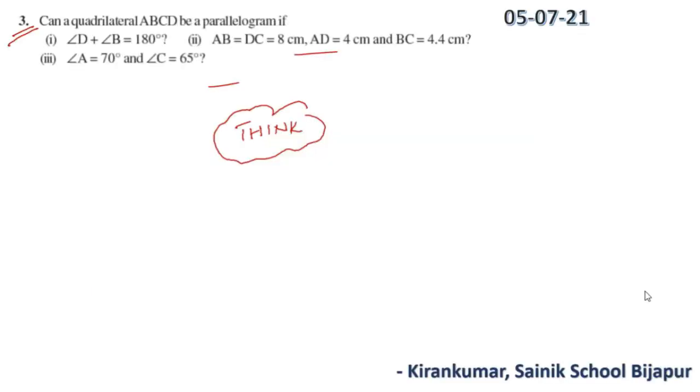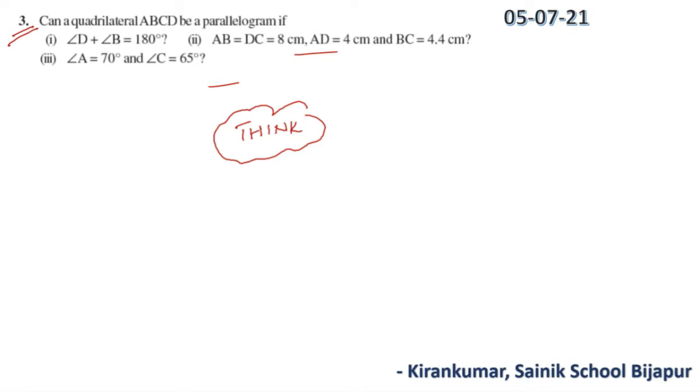Hello students, let us continue the session on understanding quadrilaterals. I had given question 3 for you to think. The question is, can a quadrilateral ABCD be a parallelogram if the first condition is angle D plus angle B equal to 180 degrees? The second condition is AB equal to DC equal to 8 centimeter, AD equal to 4 centimeter, and BC equal to 4.4 centimeter. The third one, angle A is equal to 70 degrees and angle C is equal to 65 degrees.